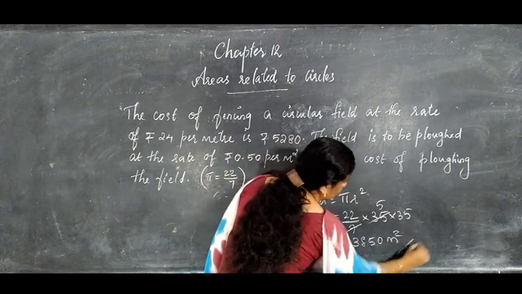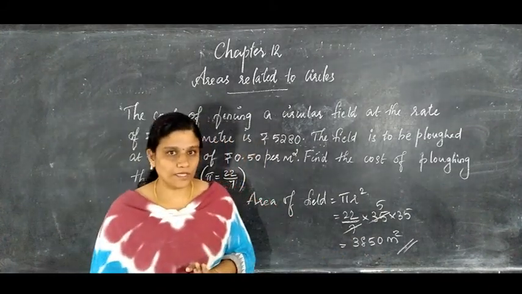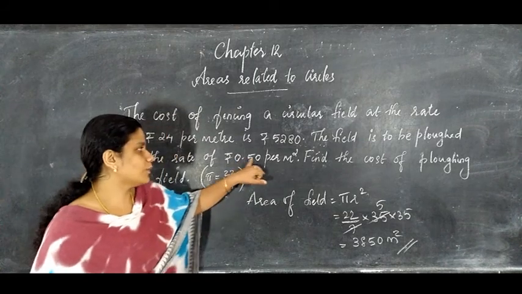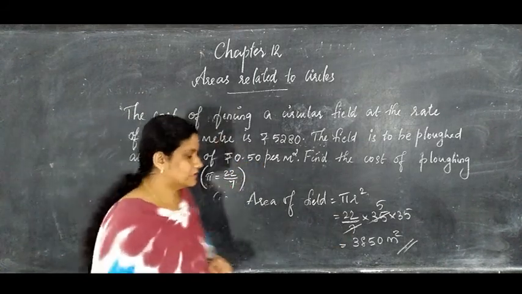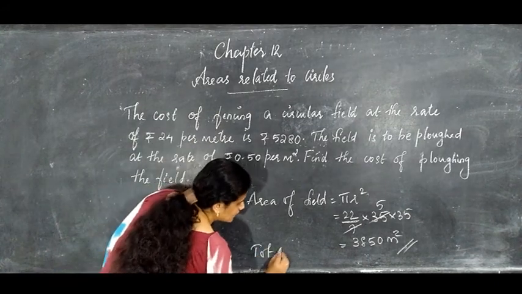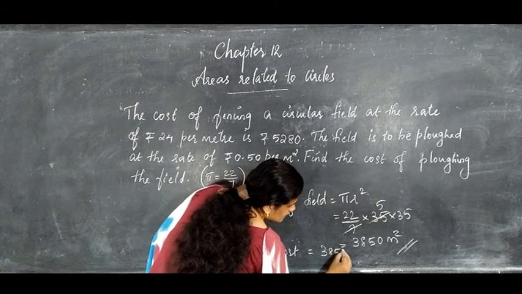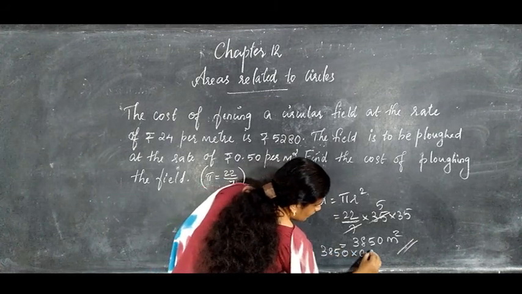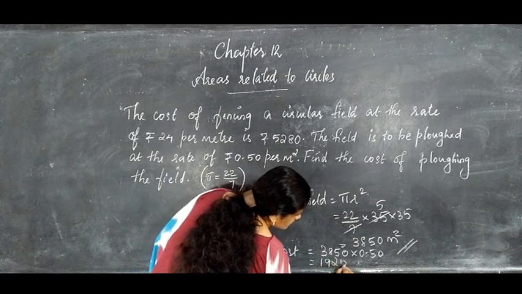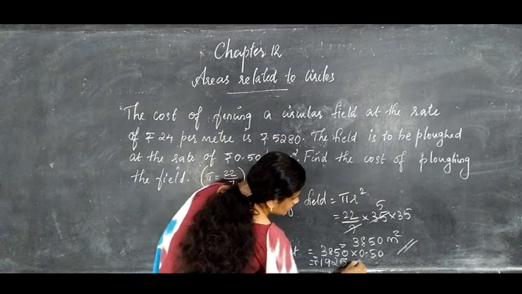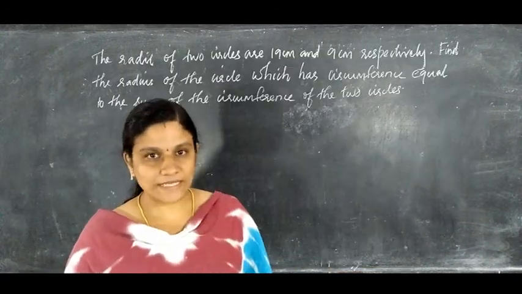3,850 meters square. So this is the area of the circular field. Okay. So for 1 meter square it is 0.50. So what will be the total cost for this? Yes, we'll see. Total cost of flowing is equal to 3850 into 0.50. That is equal to 1925. So what is the amount? Rupees 1925. Clear?